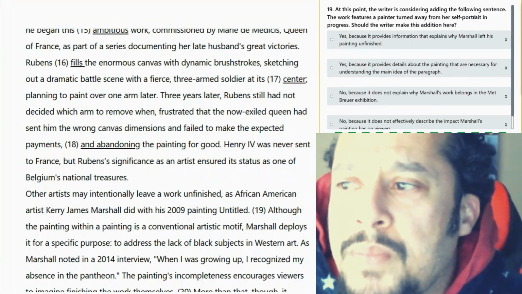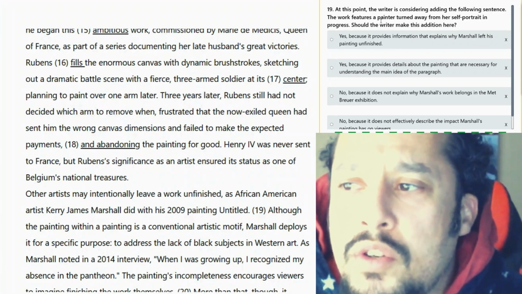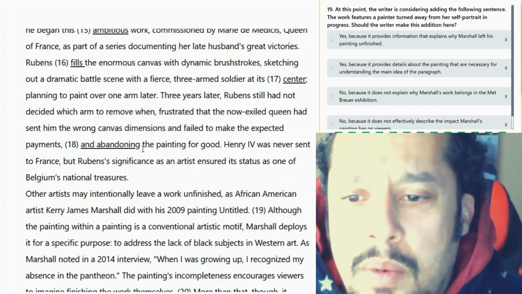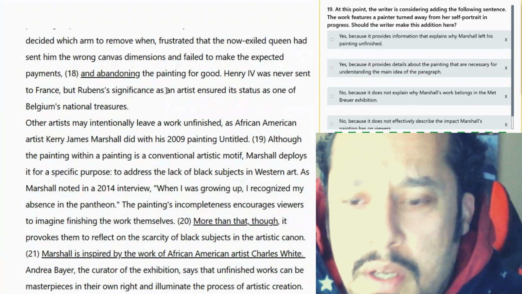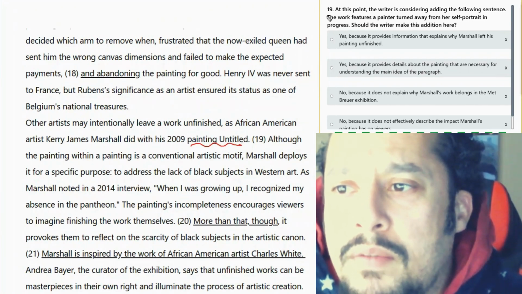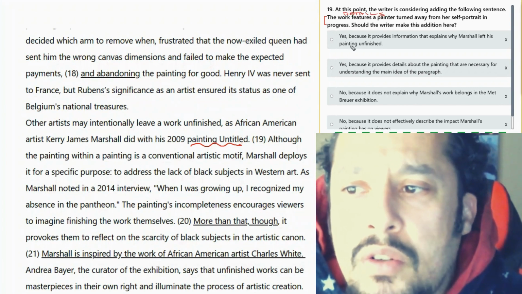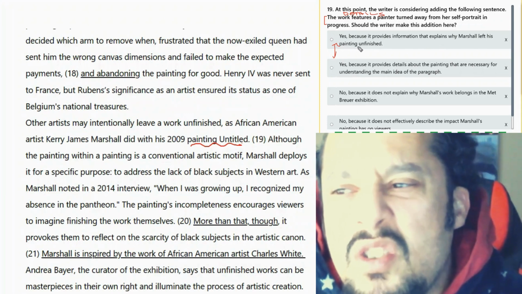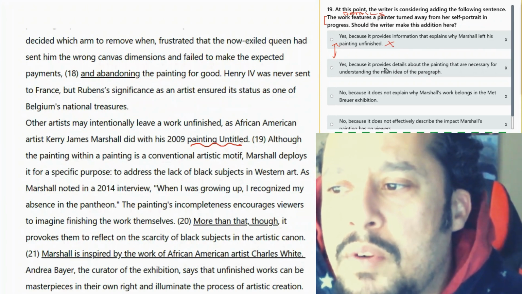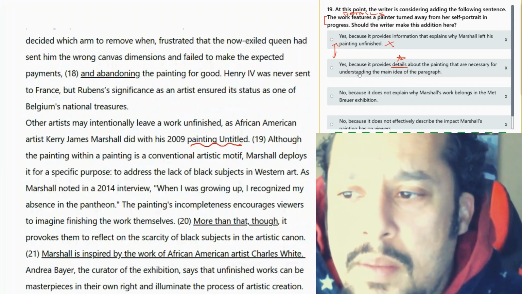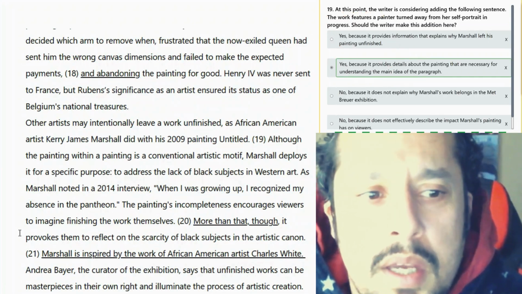Number 19. Should we add the following sentence? "The work features a painter turned away from her self-portrait in progress." Of course. Why? Because it describes the work. Right? Isn't he talking to me about the painting Untitled, and this continues the conversation and gives us details about the painting Untitled. So yes, we should add this. "It explains why Marshall left his painting unfinished." No, it details it. It provides details, oh, right, about the painting that are necessary for understanding the main idea of the paragraph. So here we say answer B.